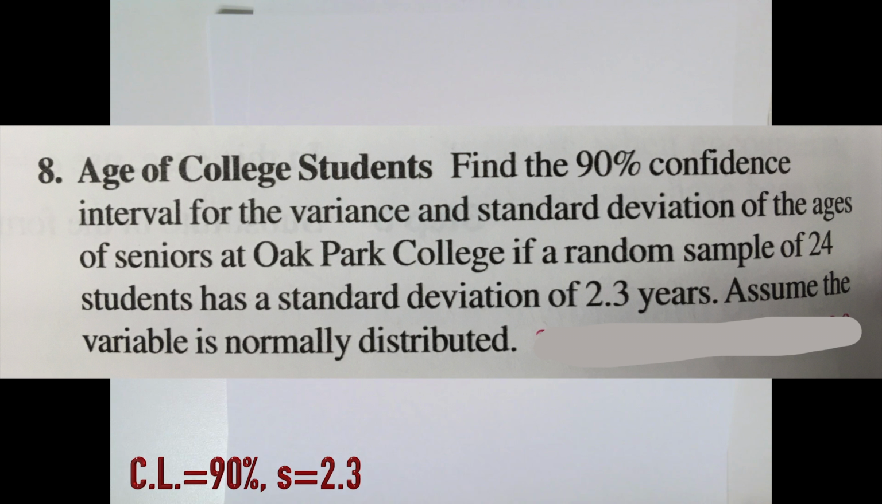College students. Find the 90% confidence interval for the variance and standard deviation of the ages of seniors at Oak Park College if a random sample of 24 students has a standard deviation of 2.3 years. Assume the variable is normally distributed.